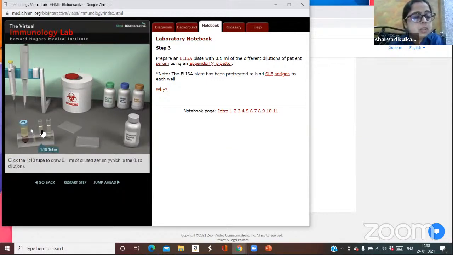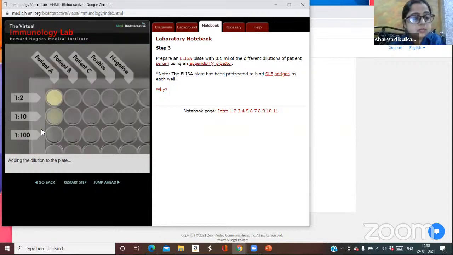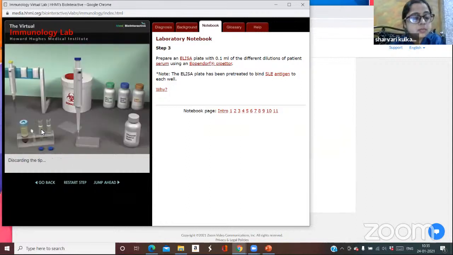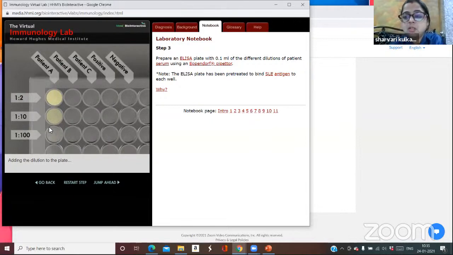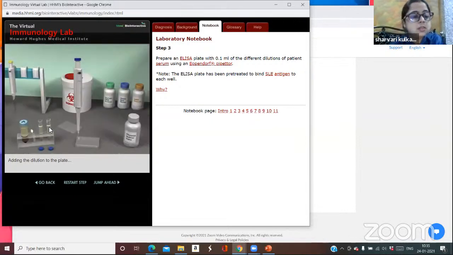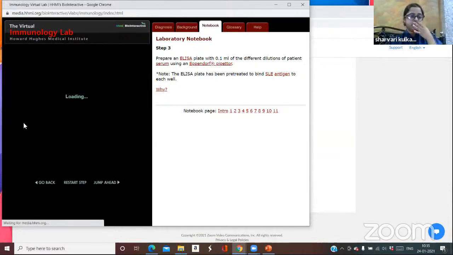Second tube, adding dilution to the plate. Discarding the tip. Third tube, adding dilution to the plate. Discarding the tip. Then we'll click on serum A. Its job is done. Let us put it away.